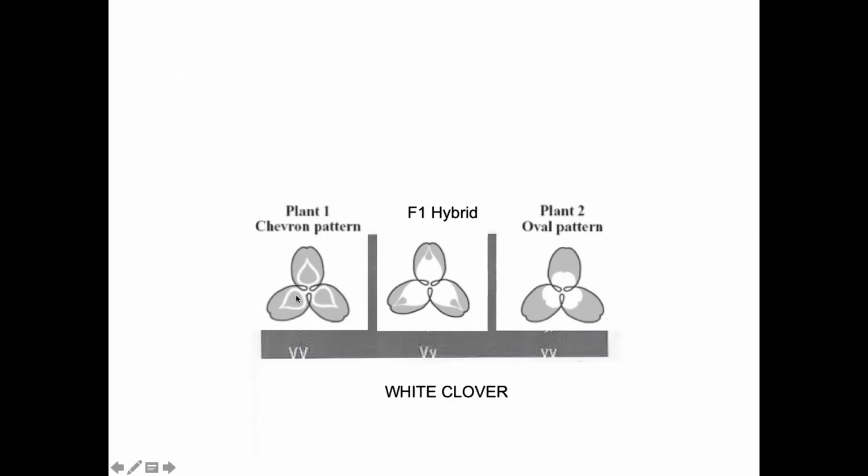What they saw is that among the F2 progeny, 1/4 exhibited the chevron pattern, 2/4 exhibited the F1 hybrid pattern, and 1/4 exhibited the oval pattern. So a 1 to 2 to 1 phenotypic segregation ratio again. That 1 to 2 to 1 phenotypic segregation ratio is equivalent to a Mendelian genotypic segregation ratio in the F2 population of a monohybrid cross. So they built a model: single gene trait, two allelic alternatives.